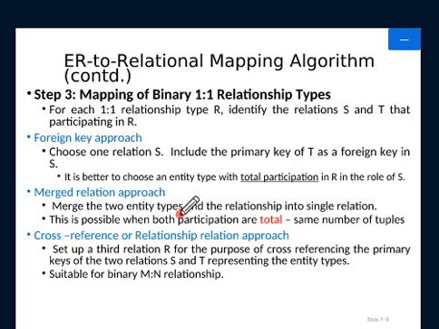The merged relation approach, as the name itself tells, is nothing but merging the relations. We merge the two entity types and the relationship type into a single relation, merging everything into one relation. This is possible when both have total participation.